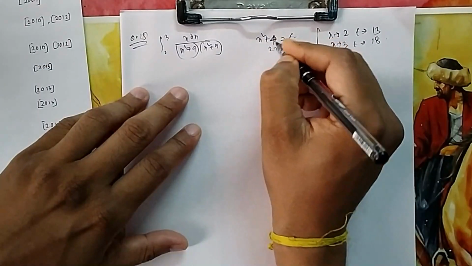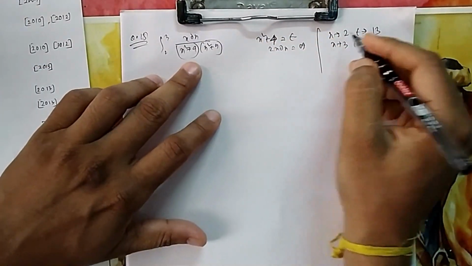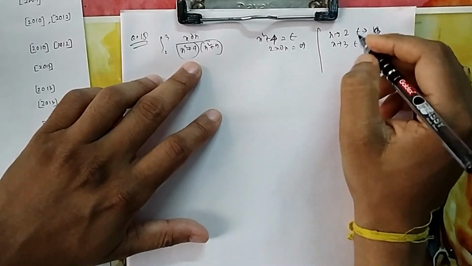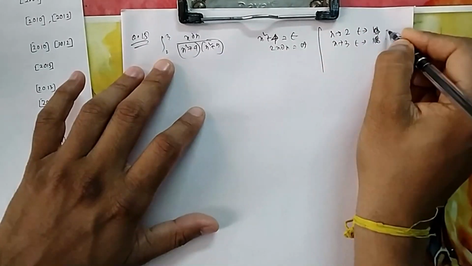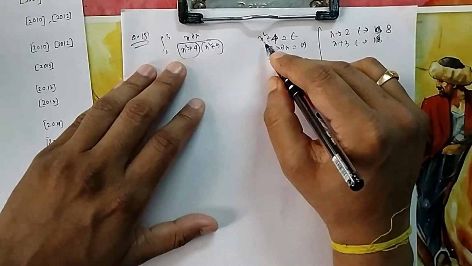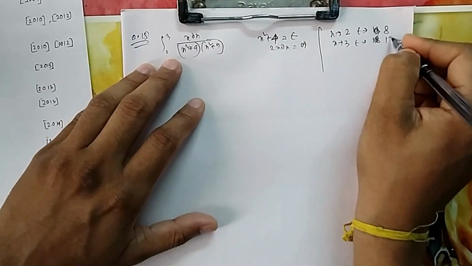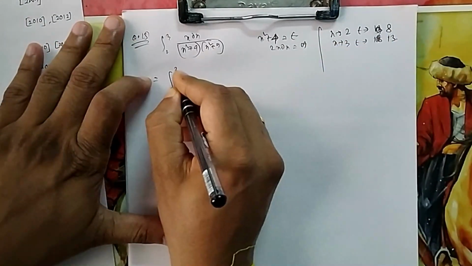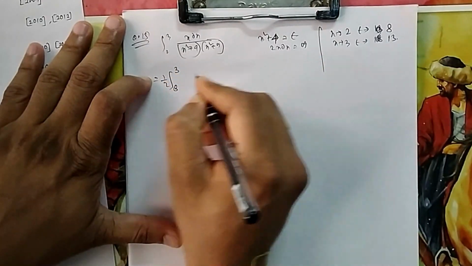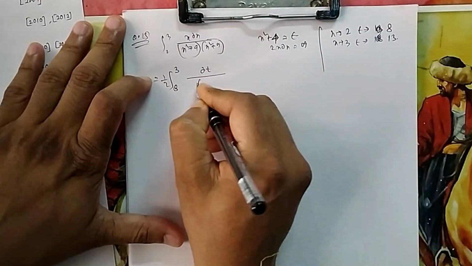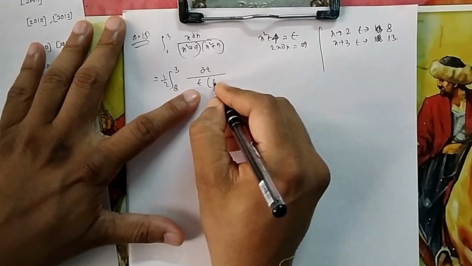Actually, let me take x square plus 4 is equal to t, so this limit will work. So 2 twos are 4 plus 4 it will be 8. Then it will be 3 square 9 plus 4, 13. So it will be 8 to 13. Instead of x dx it will be dt. And x square plus 4 is t, and x square is equal to t minus 4.